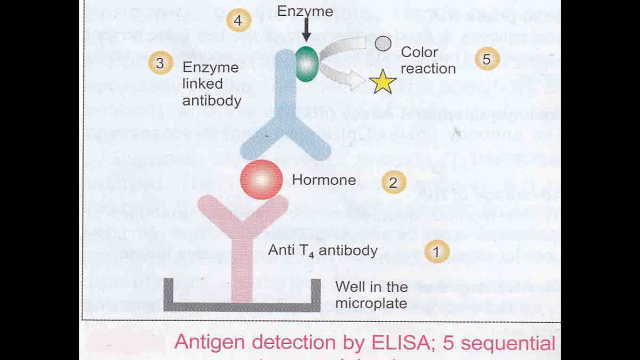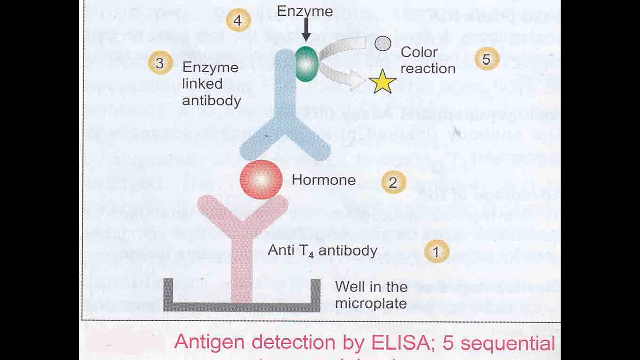Here you can see the first step is a well in the microplate coated with the antibody, and let's say a hormone is the substance we wanted to detect. We add the sample in the second step. The sample which contains the hormone comes and binds with this antibody. Then we add another antibody with the enzyme, which will come and bind with the hormone. So there are two antibodies, and in between the antigen is present. This is called sandwich.